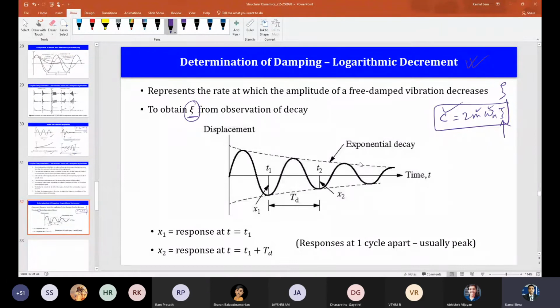So it is decaying exponentially. This is the time period Td that I have written. Td is 2 pi by omega d. What is omega d? Omega d is omega n root over 1 minus zeta square. So what will we do?